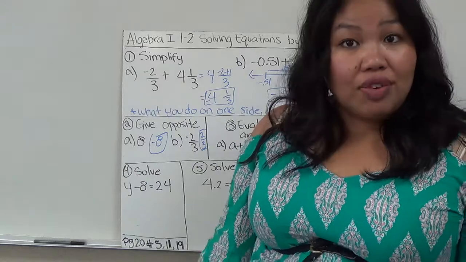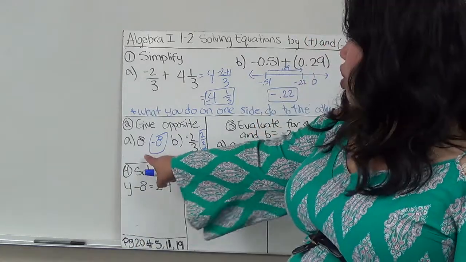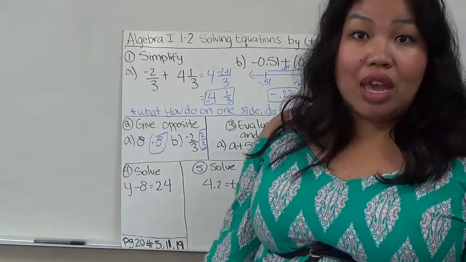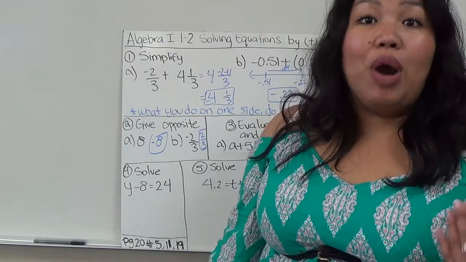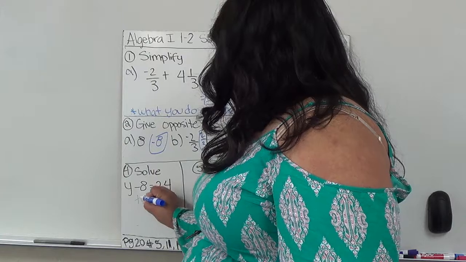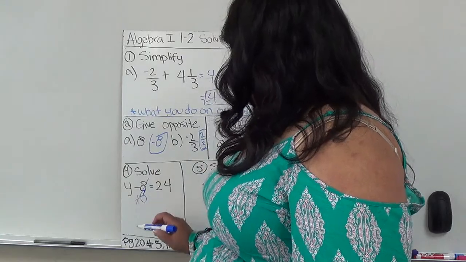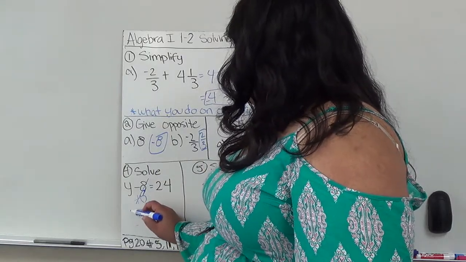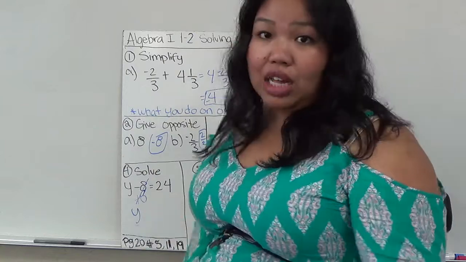How do I get rid of a negative 8? Well, just like we learned here, the opposite of a negative 8 would be a positive 8. So a positive 8 would get rid of this, and I end up with just y on this side, which is exactly what we want.